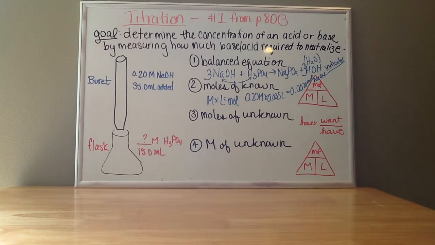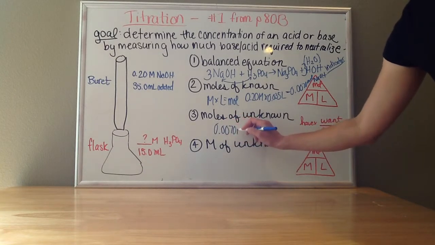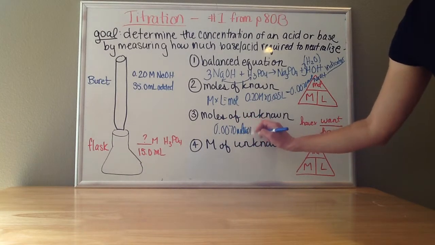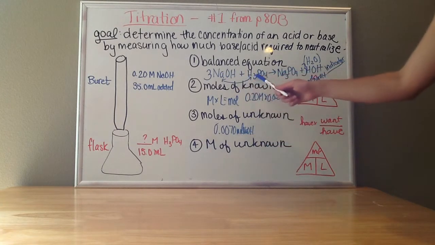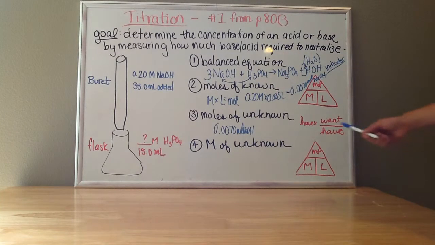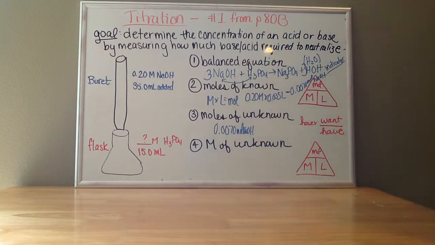Alright, next step is to find moles of the unknown. So I know how many moles of base it took. I'm trying to find how much acid I have. So I'm going to use this general format here. I'm going to take what I have, which is 0.0070 moles of NaOH. And I'm trying to find out, if I have this many moles of NaOH, how many moles of acid must I have? Notice how this is a stoichiometry question, right? I've got a balanced chemical equation. I'm going to need to use this mole ratio, that it's a 3-to-1 mole ratio, to figure out how many moles of my acid I have.